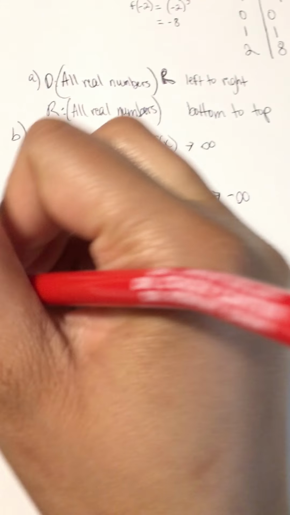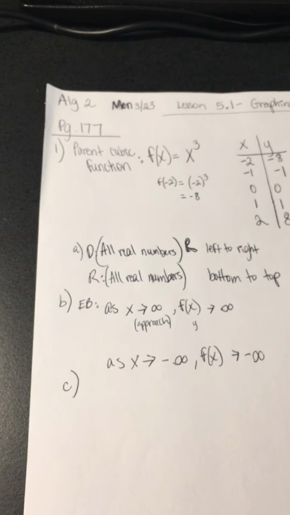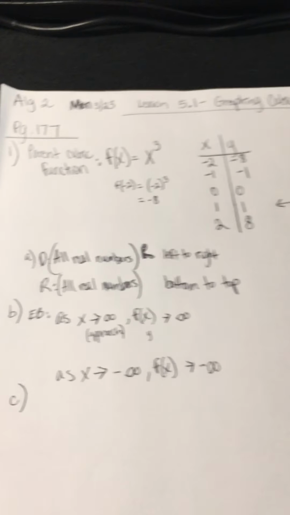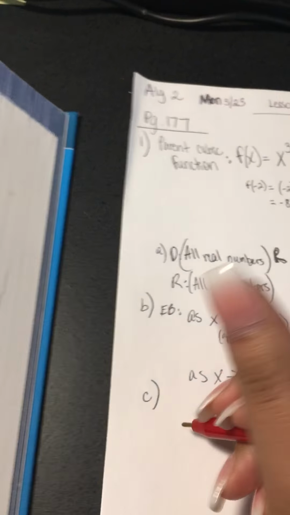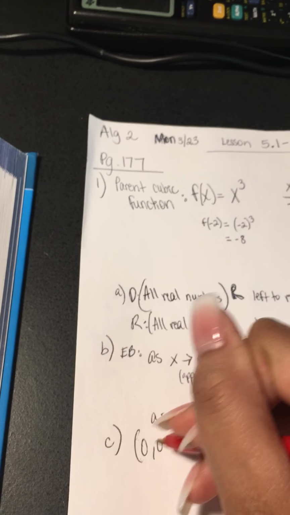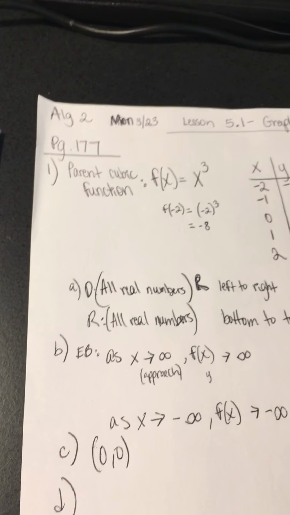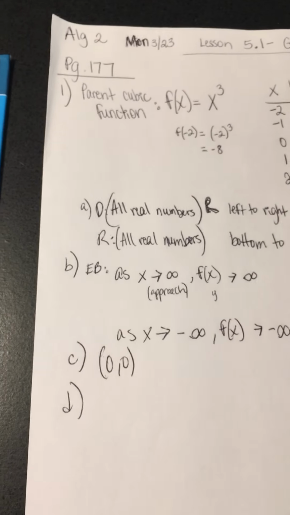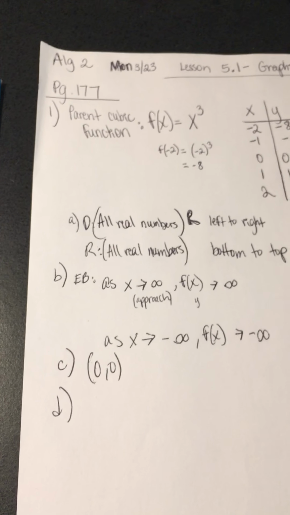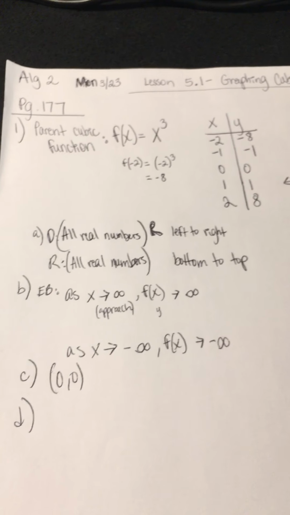Part C. Identify the graph's x and y intercepts. That's where it crosses the x and y axis, where it only crosses at 0, 0 for both. D, identify the intervals where the function has positive values and where it has negative values.